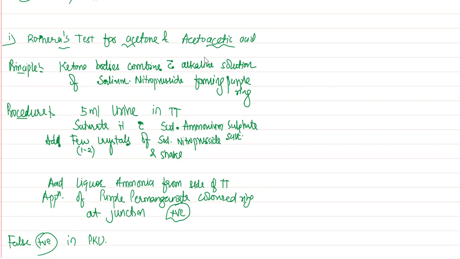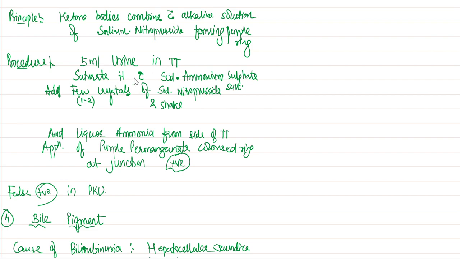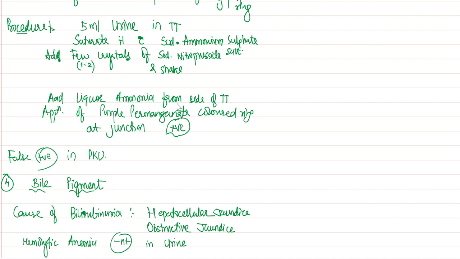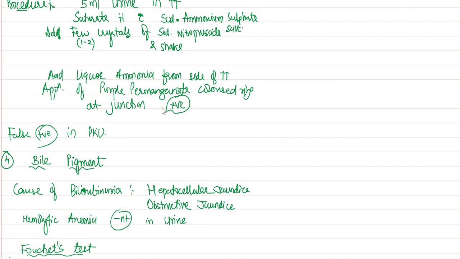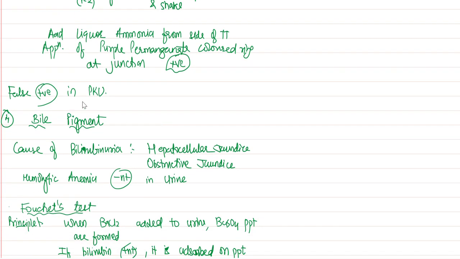Principle is ketone bodies combine with alkaline solution of sodium nitroprusside forming a purple ring. Procedure is take 5 ml urine in a test tube, saturate with ammonium sulfate, add a few crystals of sodium nitroprusside salt, 1 to 2, and shake. Add liquor ammonia from the side of the test tube. Appearance of a purple permanganate color ring at the junction indicates that the test is positive. This test is false positive in phenylketonuria.